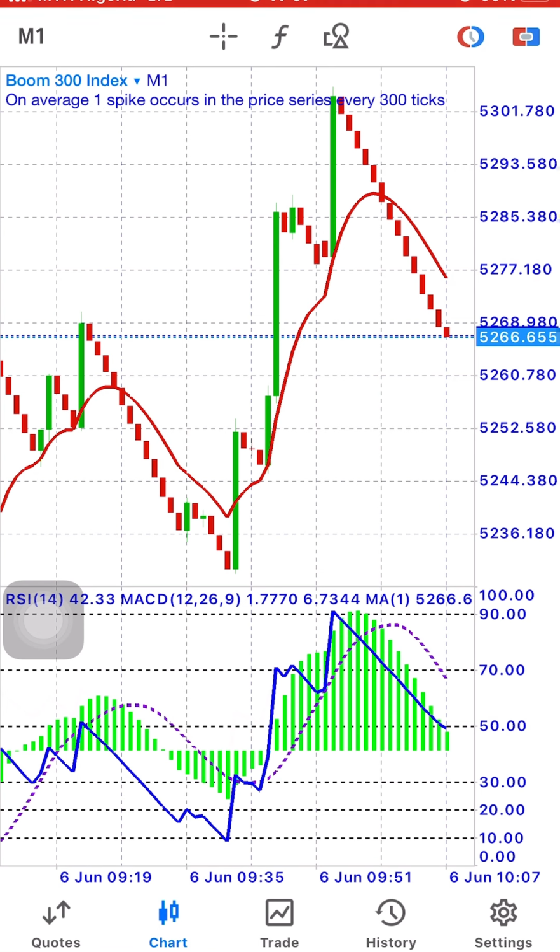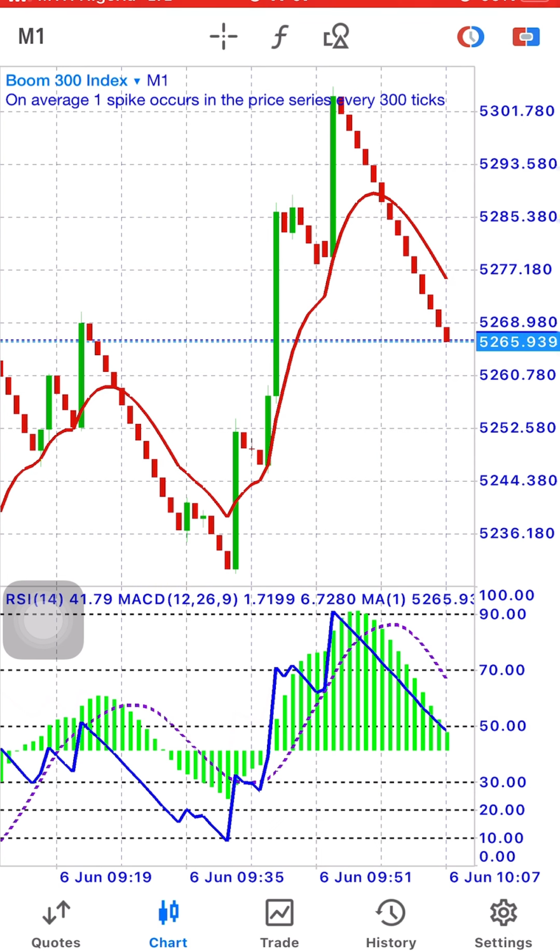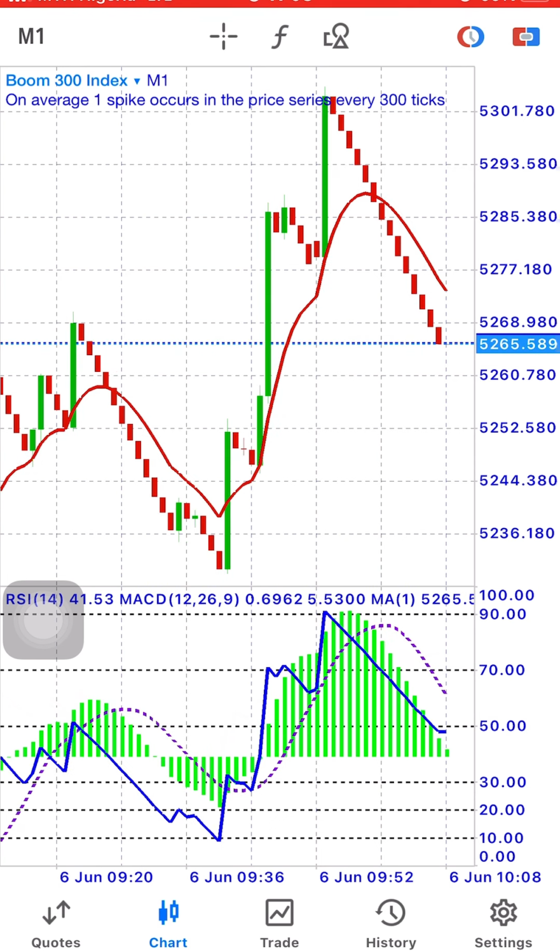Let's check boom 300. Let's look for this position. Look at what happened here. Spike happened here. This blue line here rested well on the level 90, and look at what happened here. This is boom 300. How many candlesticks? 1, 2, 3, 4, 5, 6, and it crossed the 6th one. You will leave.